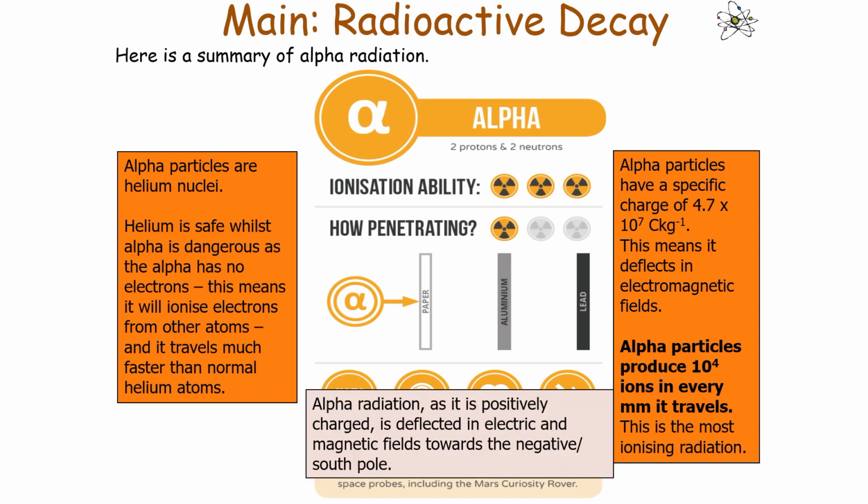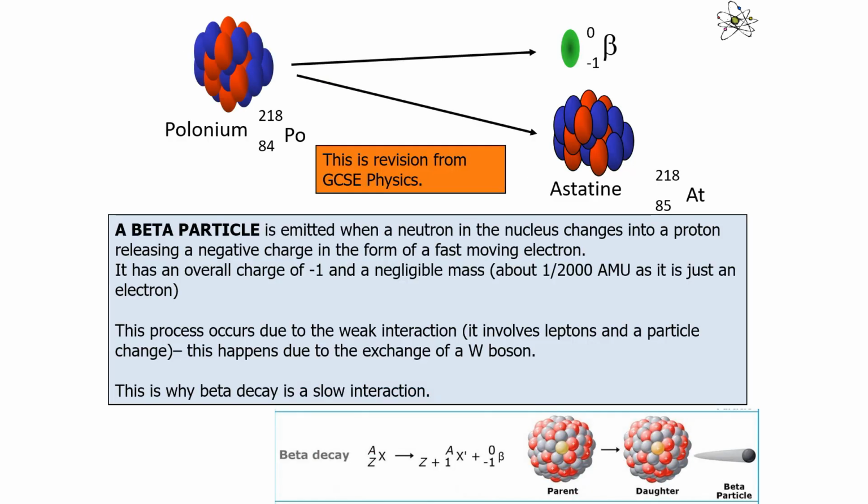Now it's important to know, as we said before, alpha radiation, as it's positively charged, is deflected in electrical and magnetic fields towards the negative and south pole. Now a beta particle is emitted when a neutron in the nucleus changes into a proton, releasing a negative charge in the form of a fast moving electron. Now again, this process occurs due to the weak interaction, as it involves leptons and a quark change, so this happens due to the exchange of a W boson.